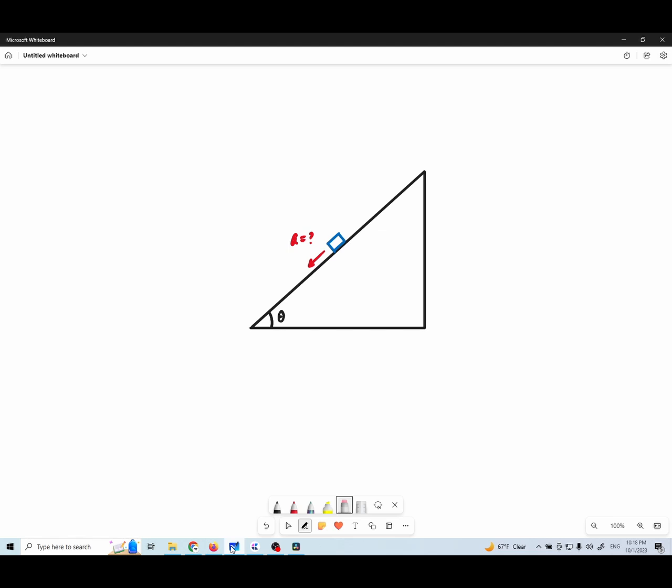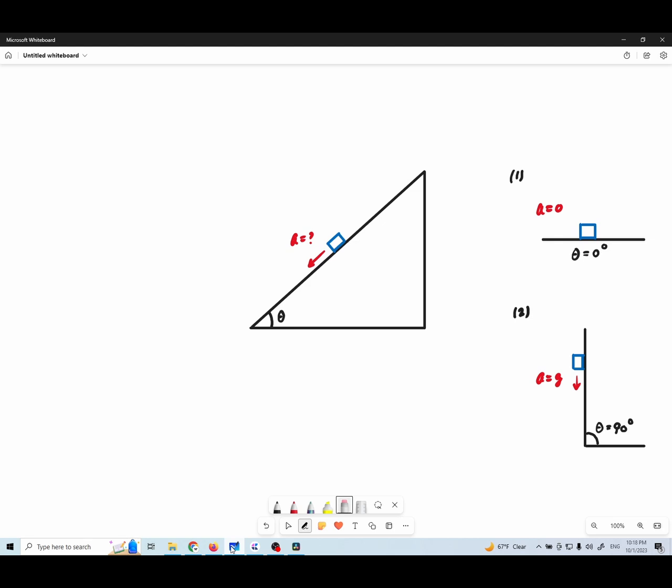There are two special cases. In case 1, if theta is 0, then the plane is not inclined and the object will not move at all. In case 2, if theta is 90 degrees, then we have a vertical plane. There's nothing to support the object, and the object will be in a state of free fall with an acceleration of 9.8. So, the answer to our question would be an intermediate value between 0 and 9.8.